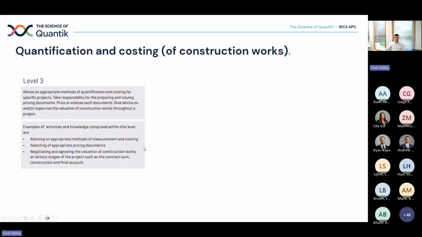Quantification and costing. So the final one. Bullet 1, methods of measurement and advising on appropriate methods of measurement in a given situation, and ditto for costing approaches. Why would you use cost plan rates over first principles pricing, for example?